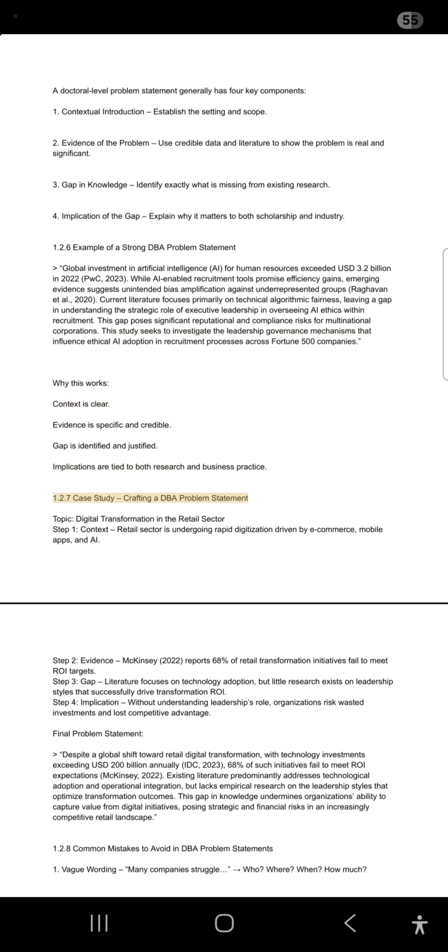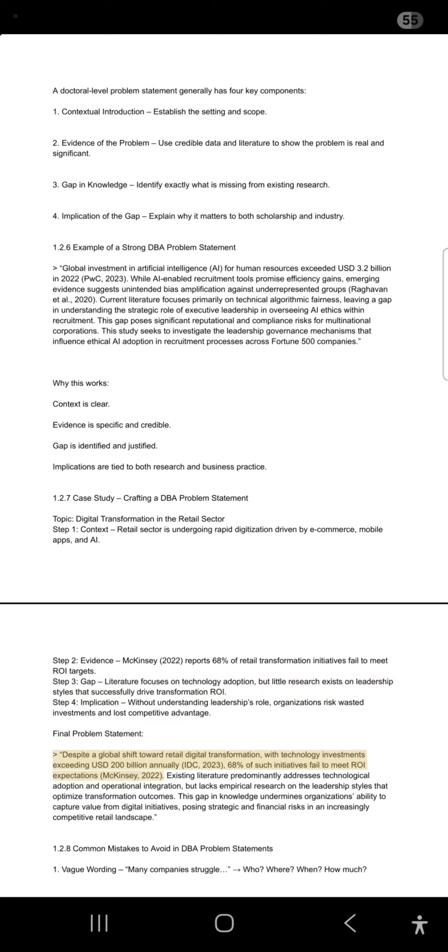1.2.7 Case Study: Crafting a DBA Problem Statement. Topic: Digital Transformation in the Retail Sector. Step 1, Context: the retail sector is undergoing rapid digitization driven by e-commerce, mobile apps, and AI. Step 2, Evidence: McKinsey 2022 reports 68% of retail transformation initiatives fail to meet ROI targets. Step 3, Gap: literature focuses on technology adoption, but little research exists on leadership styles that successfully drive transformation ROI. Step 4, Implication: without understanding leadership's role, organizations risk wasted investments and lost competitive advantage.